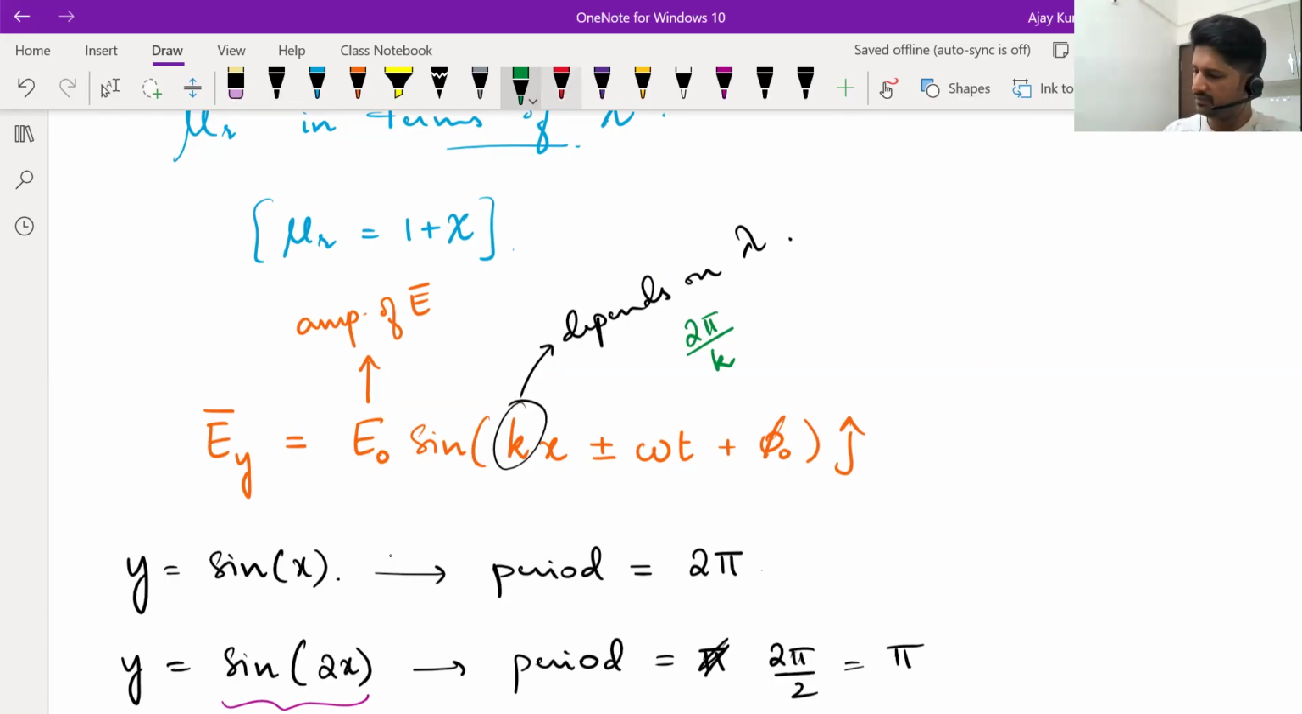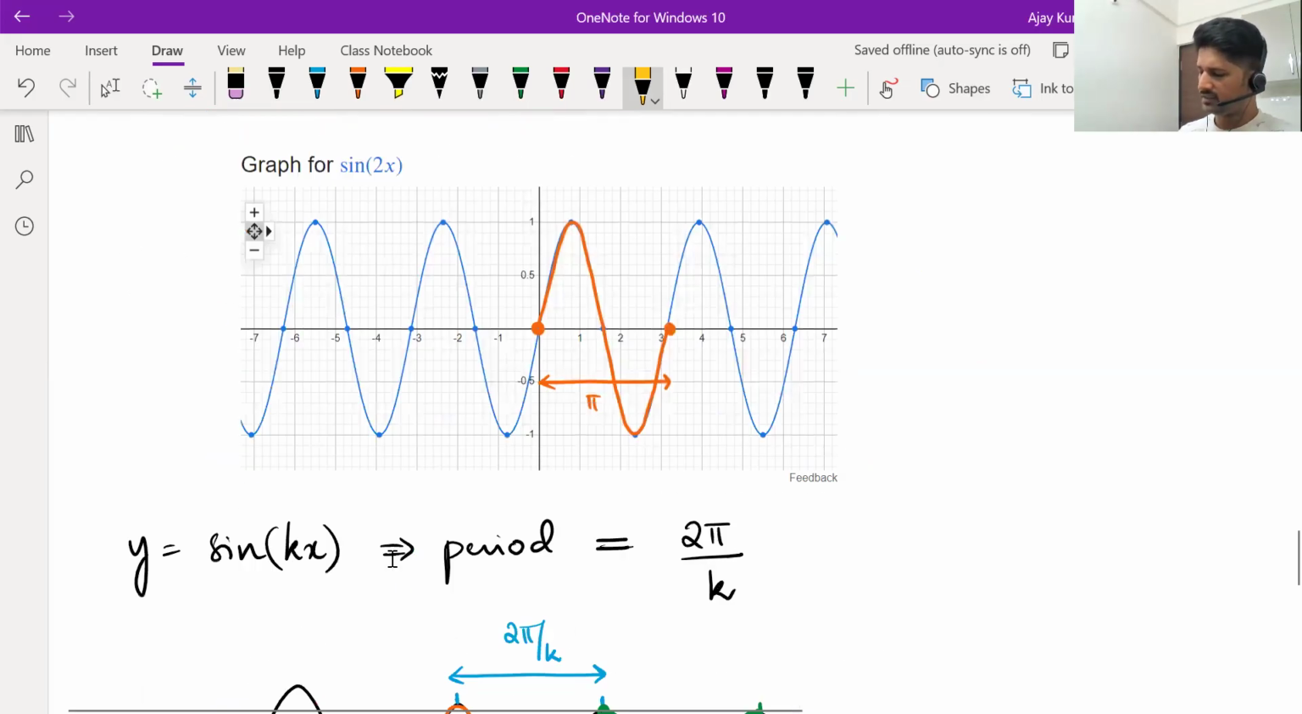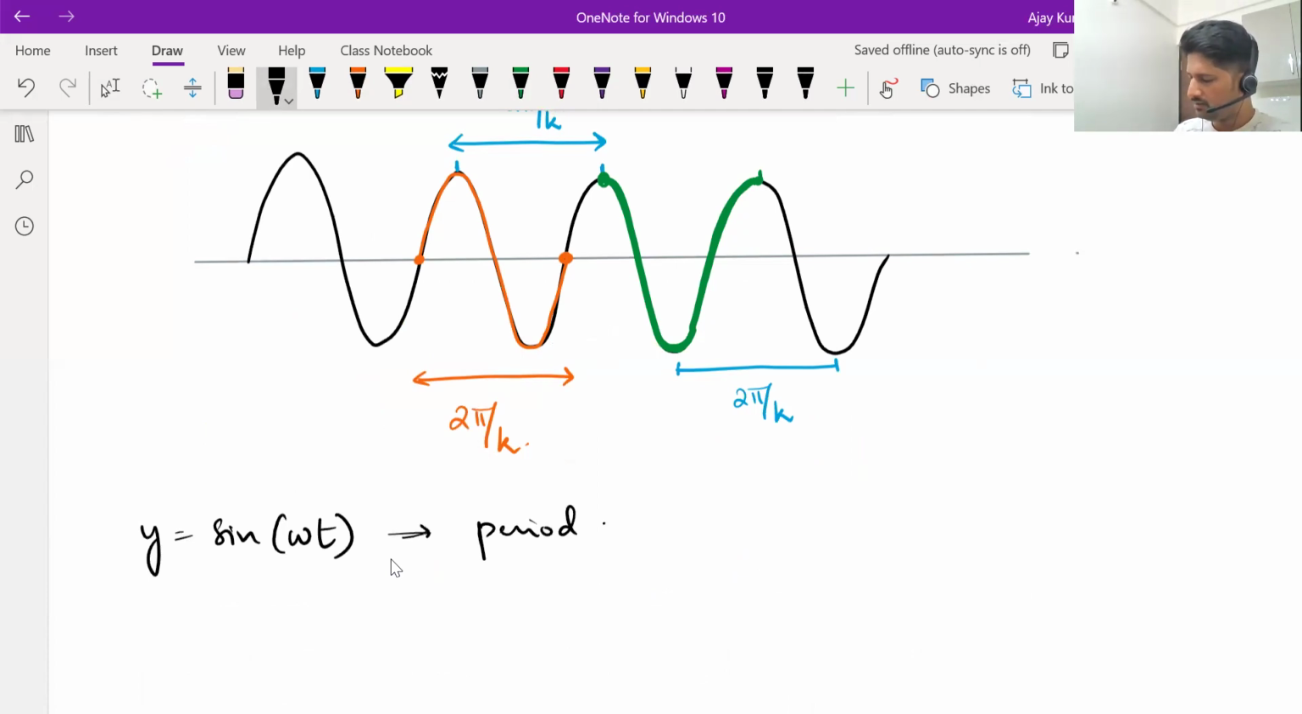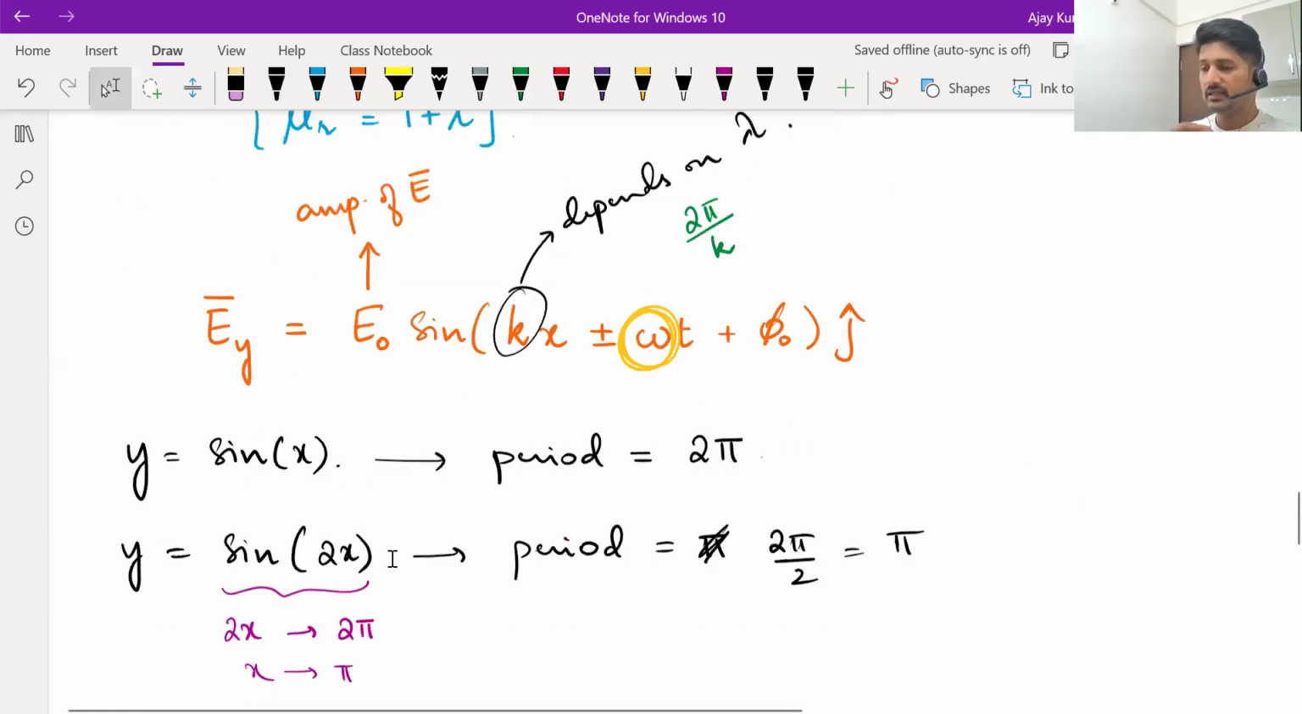Similarly, you can observe that in the wave equation itself, omega is the coefficient of t. Now, if you have a function like y is equal to sine omega t, here t becomes a variable, then this function's period of repetition is 2 pi by omega. So omega is related to the time after which the function repeats itself. K is related to the distance after which it repeats. Omega is related to the time after which it repeats. And you know time period is 2 pi by omega. So omega depends on the time period.